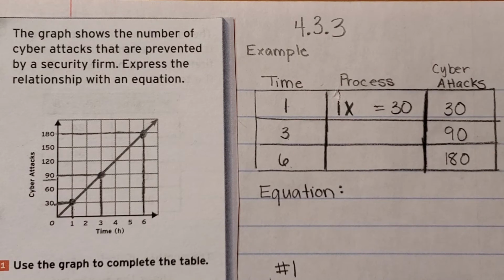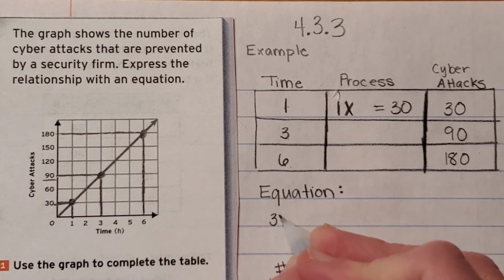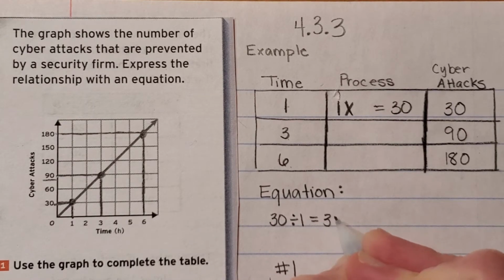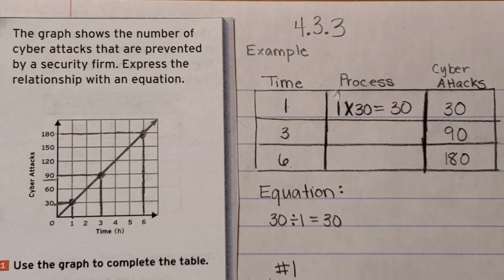If I wasn't for sure, I could use the inverse to figure that out. And remember, inverse means divide, so I could, see where I have room on my paper, write 30 divided by 1 to get 30. So 1 times 30 equals 30.